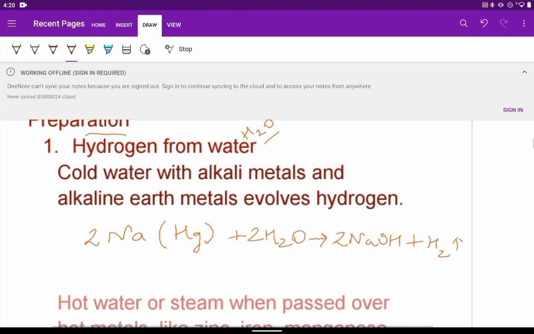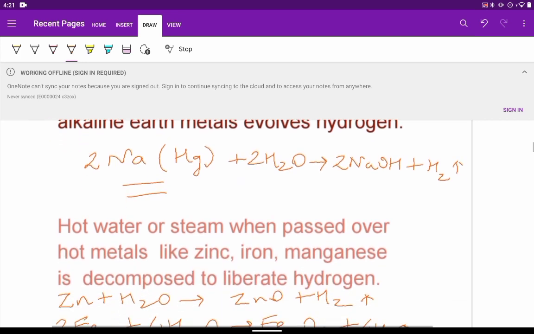For example, sodium in the form of its amalgam. Sodium amalgam with water forms sodium hydroxide and hydrogen is evolved. Now we use amalgam because if we are using amalgam, only a very small surface of the metal will be exposed during the reaction, and so the reaction will be slow. So we take the amalgam form of sodium.